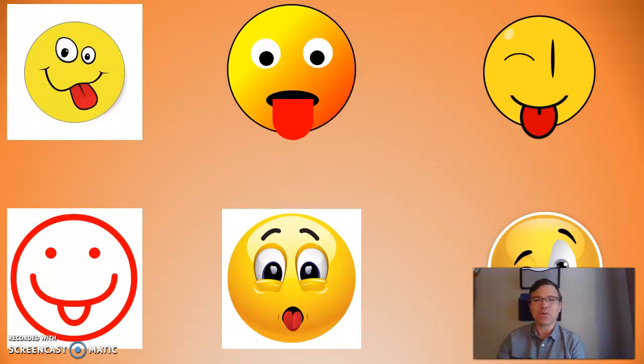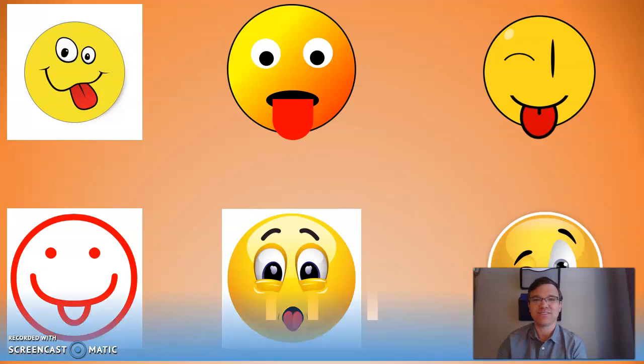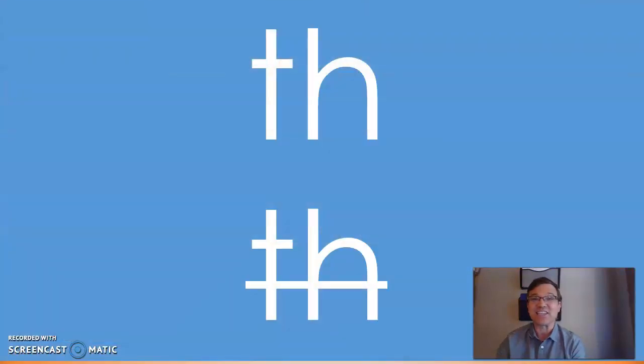Sounds with Mr. Slates. If you remember right, over the last several lessons, we've been learning about a sound that we make by sticking out our tongues. Can you remember what letter or letters work together to make that th sound? If you said TH, you are correct. TH can combine to make both a th and a th sound.